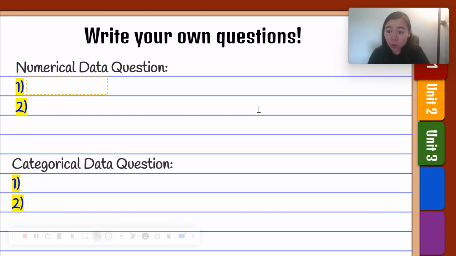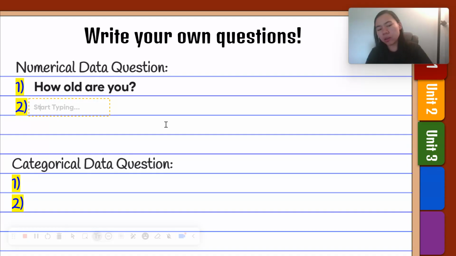So, classic one. How old are you? That's a number. Right? That's intended to be a number. You might have someone answer, I'm not old or I'm really old, but that's intended to be a number, right?